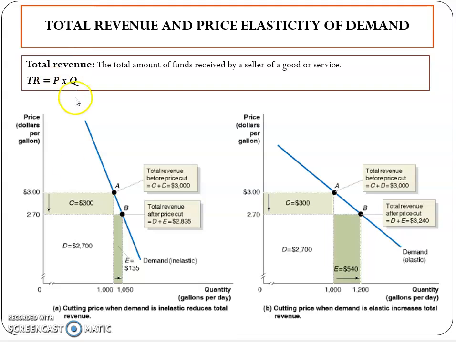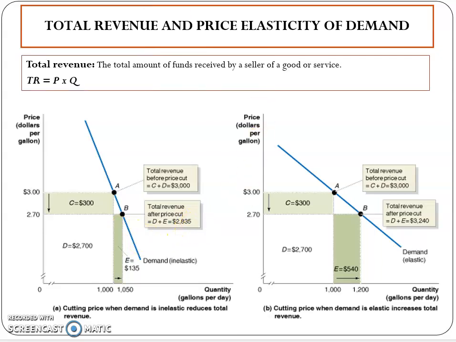$3 times 1,000. And then if you lower your price to $2.70, you're now going to sell 1,050. So we can take 270 times 1,050, which would be this entire area here, and you'll get a total revenue of 2,835. If your goal is to maximize total revenue, you wouldn't want to lower your price. You wouldn't want to go from a total revenue of 3,000 to a total revenue of 2,835.